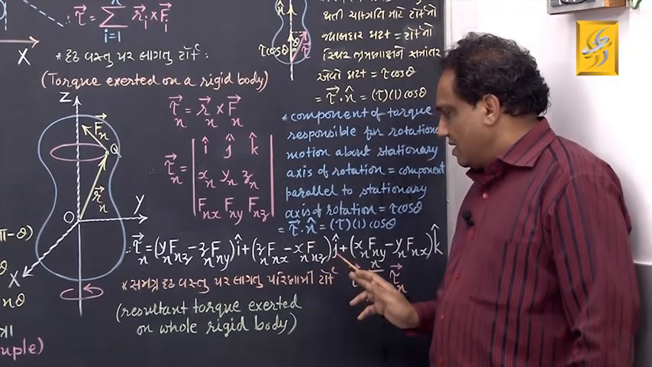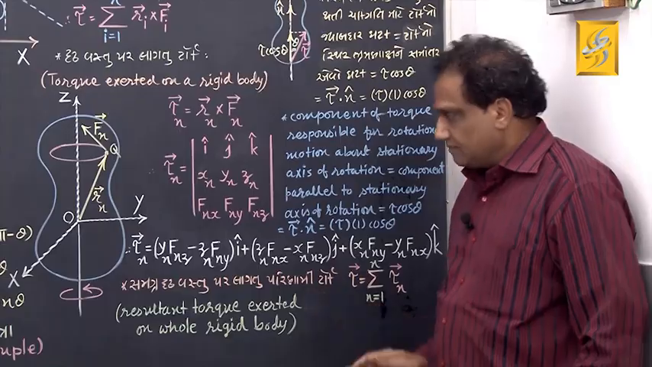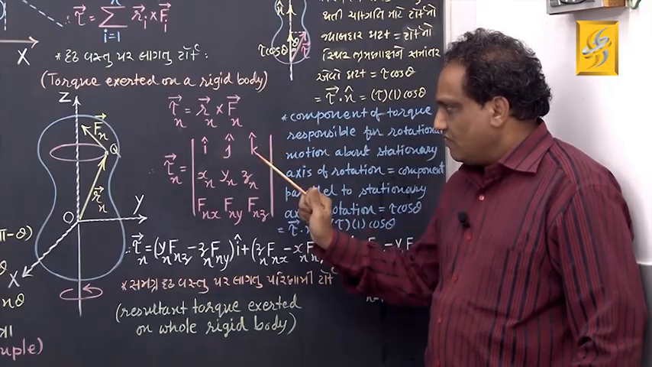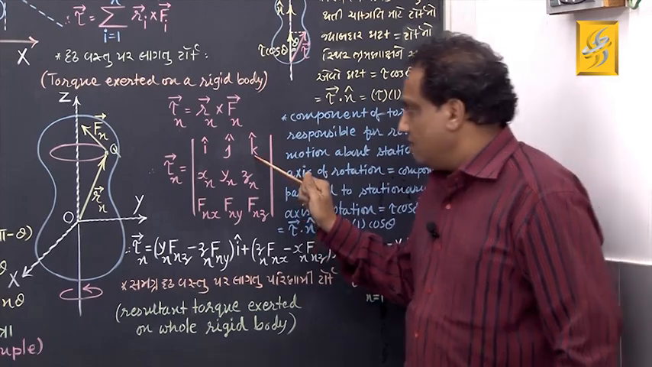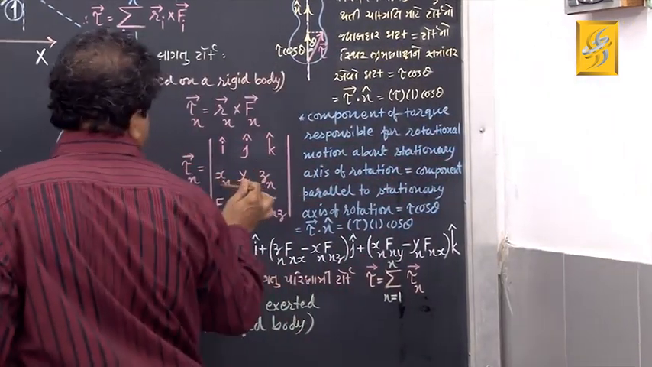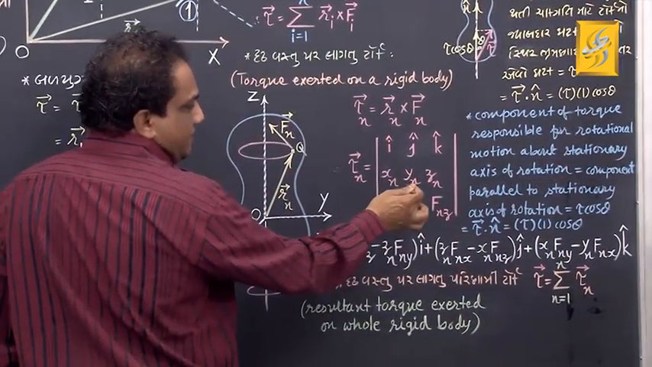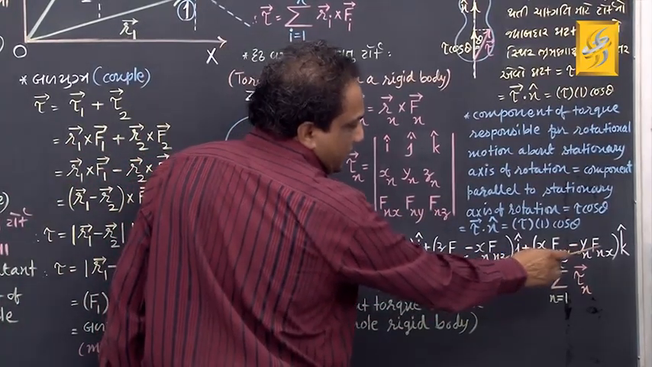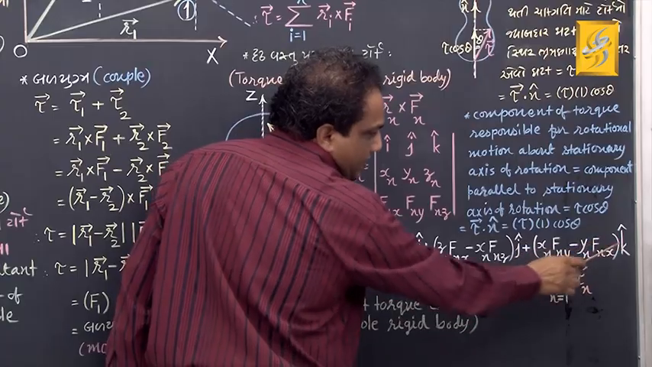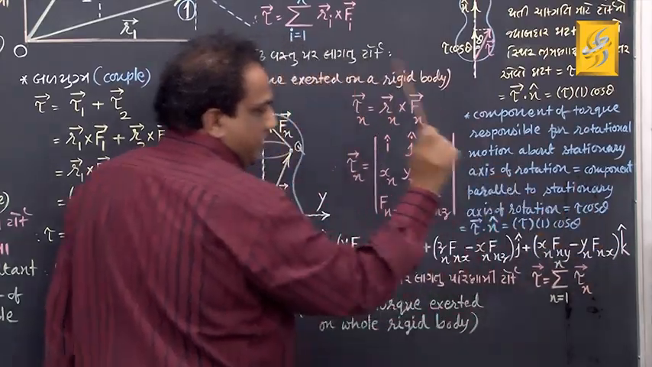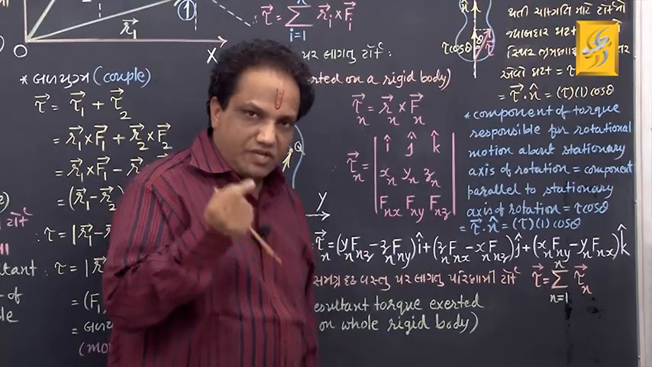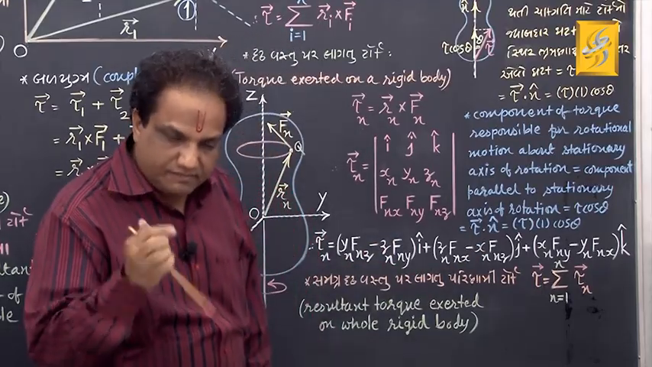And that is multiplied with plus j hat. And with plus k hat, cancel this column, cancel this row. With plus k hat, what will be the part in multiplication? Come on, Xn into Fny minus Yn into Fnx. This into k hat. Fine. Now this much is the torque exerted on a single particle, correct?